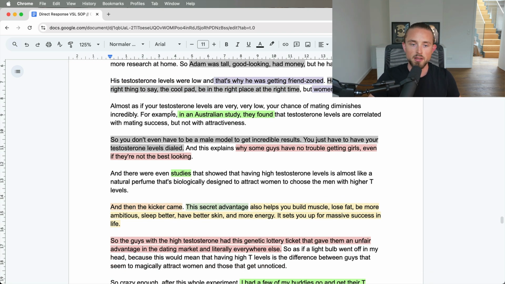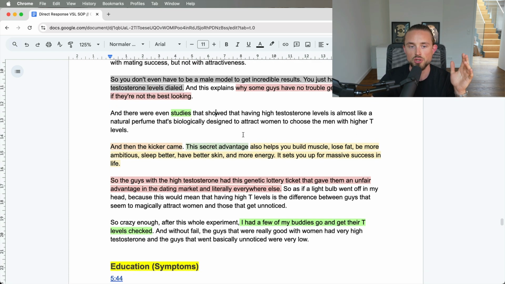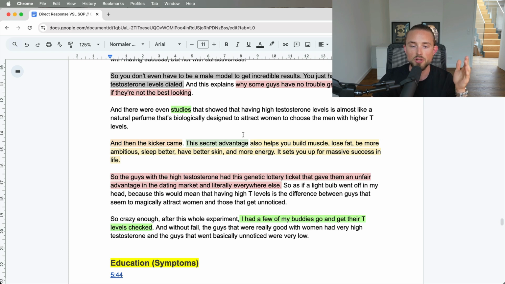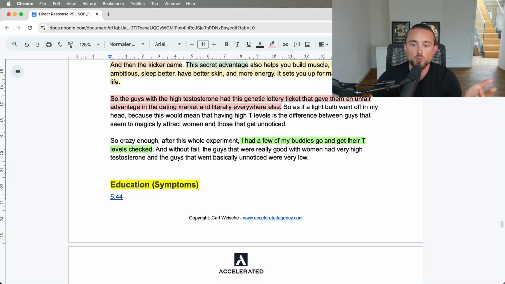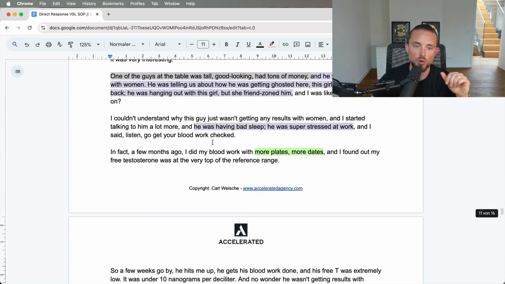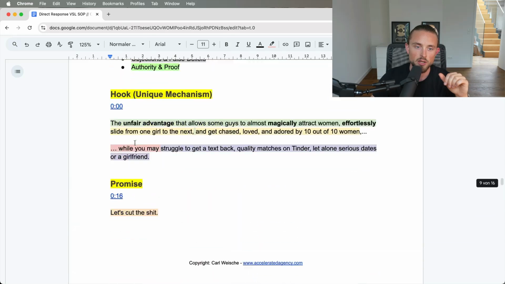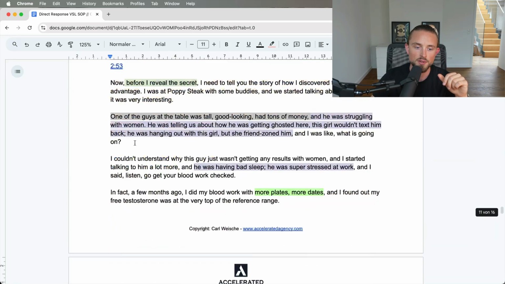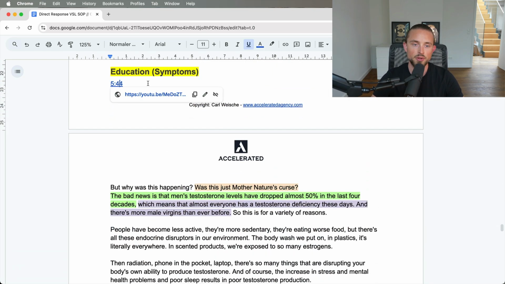Then we start citing a couple of studies, like Australian studies, some more studies, right? Where we talk about you don't need to look good, you just have to have a solid testosterone level. And then later we talk about how testosterone is basically like a genetic lottery ticket, and it gives you an unfair advantage in the dating market, right? Because this gets you attractive to women. So this is essentially the whole thing that we talk about here. Now, the first 3 minutes were just about introducing Greg, talking about the unique mechanism, hook, proof, and all of this stuff. And now we start talking about why testosterone is important. Now let's look at the next section together.